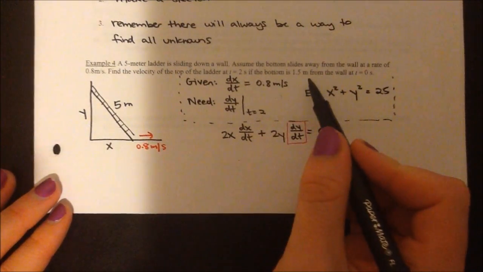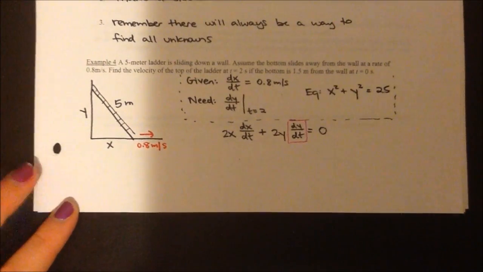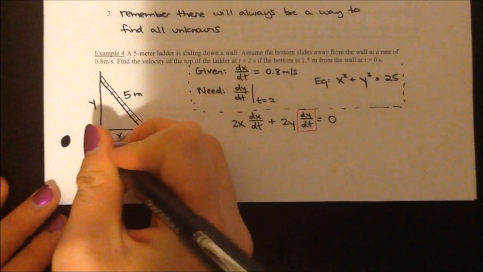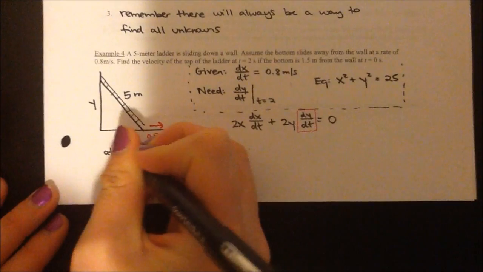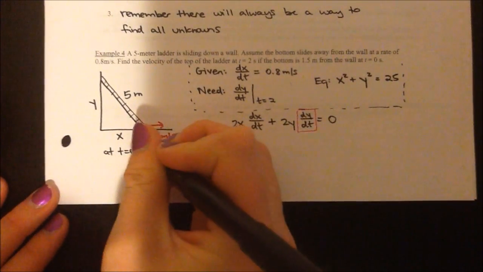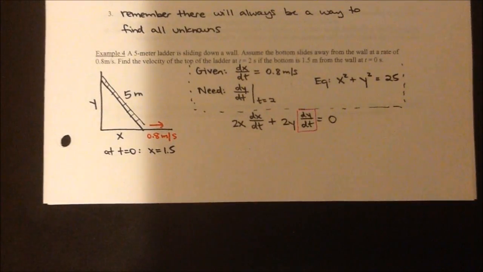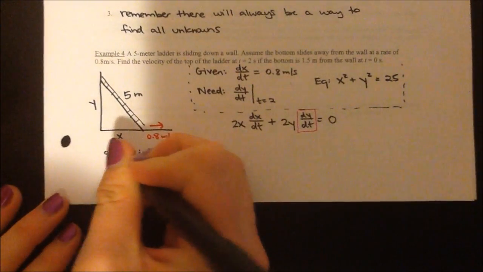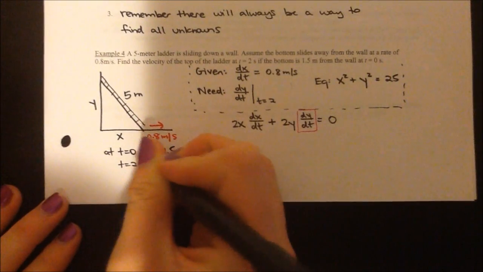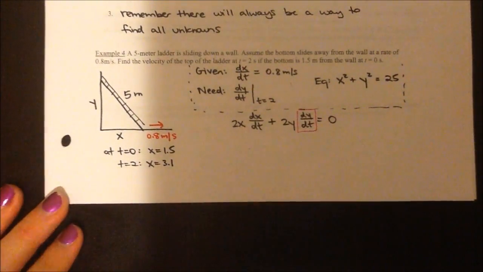We assume that it's 1.5 meters away at 0 seconds. So let's write a little side information. At t equals 0, we know that x equals 1.5. We've got that going. And then we know the speed. Every second, it goes another 0.8 meters. So in 2 seconds, it's going to go 1.6 meters. So at t equals 2, x is going to be 3.1 meters.